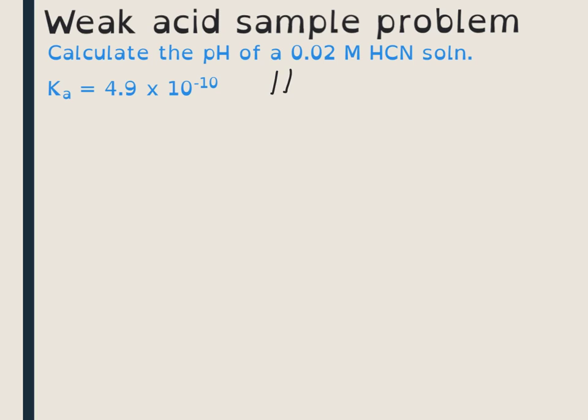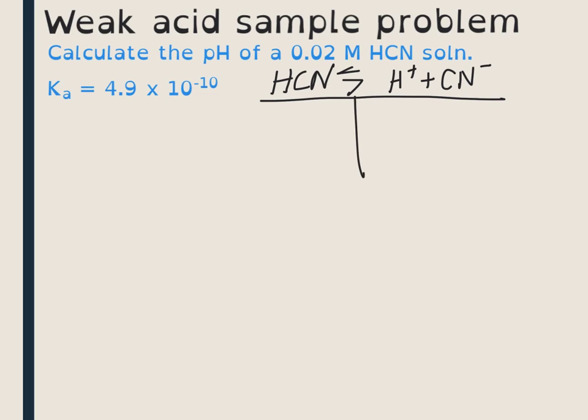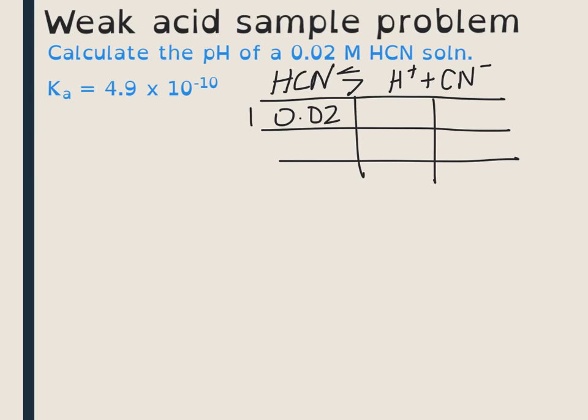So we need to write an equation. HCN, we know it is a weak acid. It's not one of the strong ones. So it's going to form H plus and CN minus ions. We're going to start our ICE chart. Initially we are given 0.02 molar HCN, and we're given nothing of the other substances. We are going to change by a factor of x. We're going to increase these by x, and we're going to decrease this by x. So 0.02 minus x.